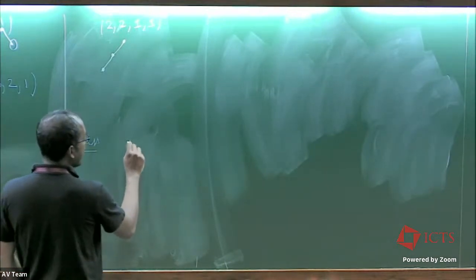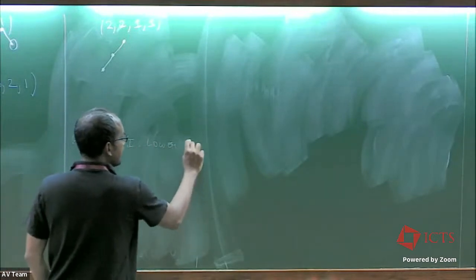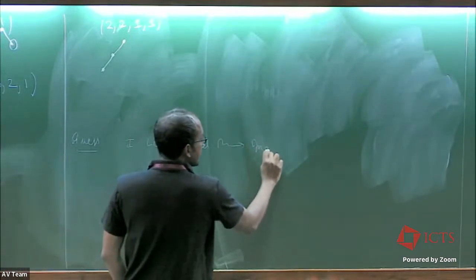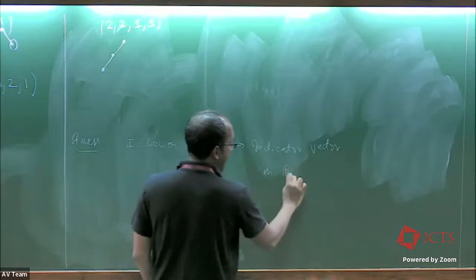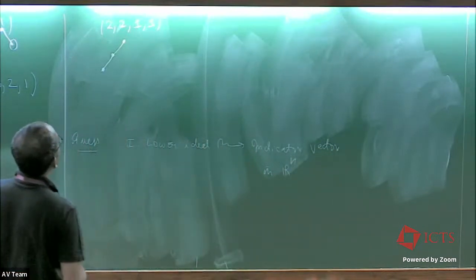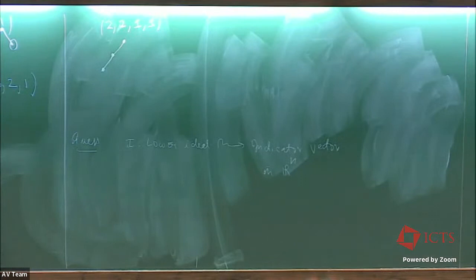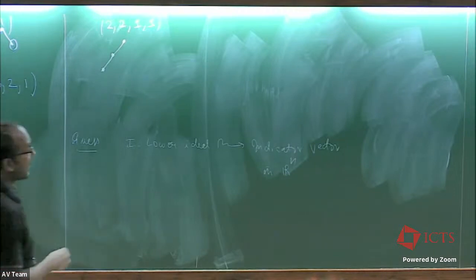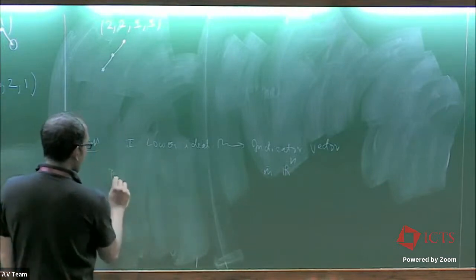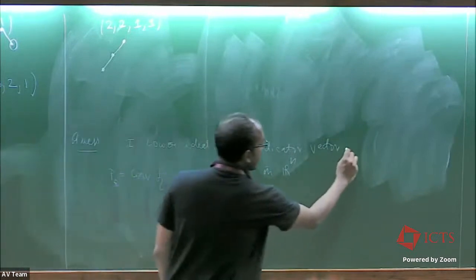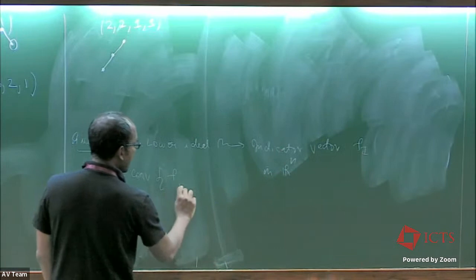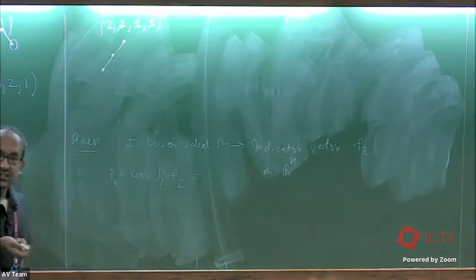Any lower ideal gives an indicator vector in R to the power of n. In this case, the vector is indexed by 1, 2, 3, 4, 5, 6 elements, and if you take this lower ideal, you get 1, 1, 0, 0, 0. Now, suppose you look at this polytope P_k, which is the convex hull of all the indicator vectors. Let's call the indicator vector f_I. So you look at the convex hull of the indicator vectors of all lower ideals of size k. Okay.